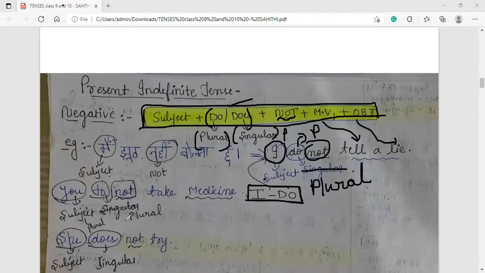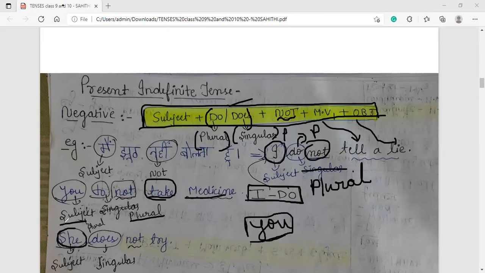Next example, you see, you do not take medicine. For you also there is one more thing. For you, you need to use plural form of verb. Use plural subject. So for that also you need to use plural form. You do not take medicine. So in this, you is the subject, do is the plural form of verb, not is the negativity. Take medicine, take is the first form of verb, plus medicine is the object. Next, she does not try.